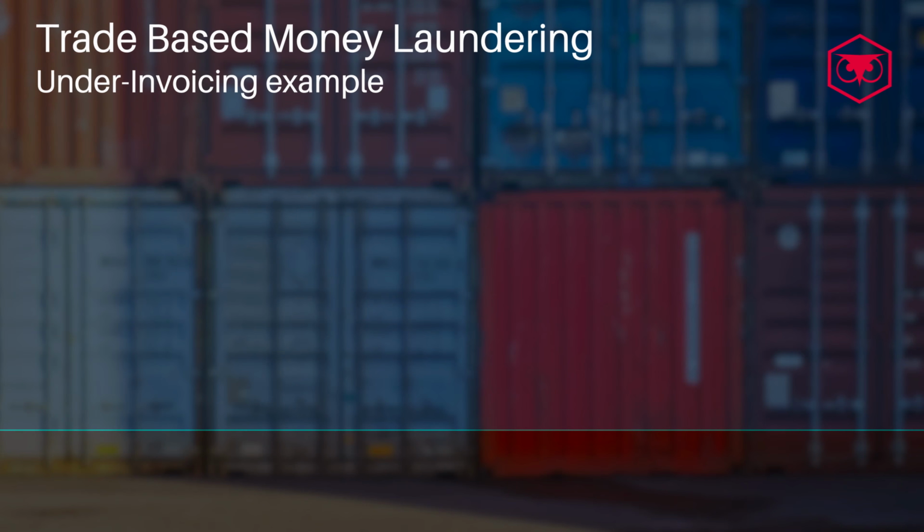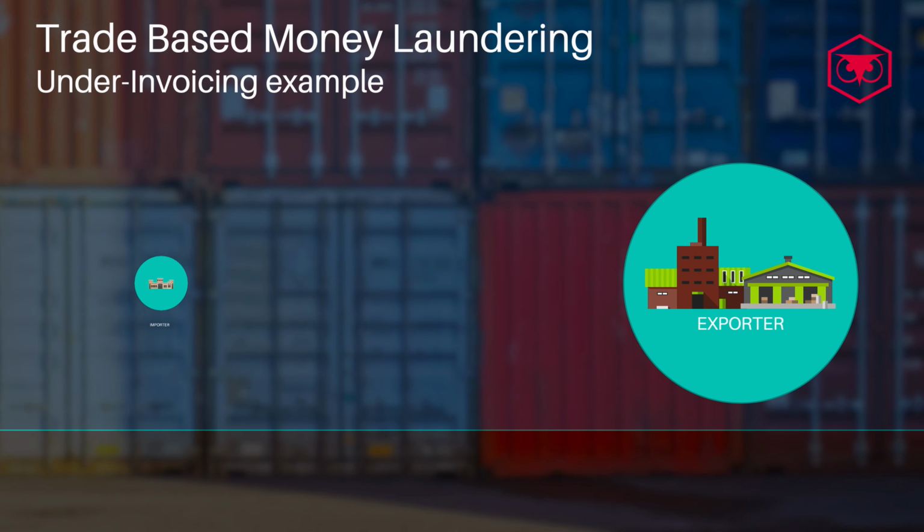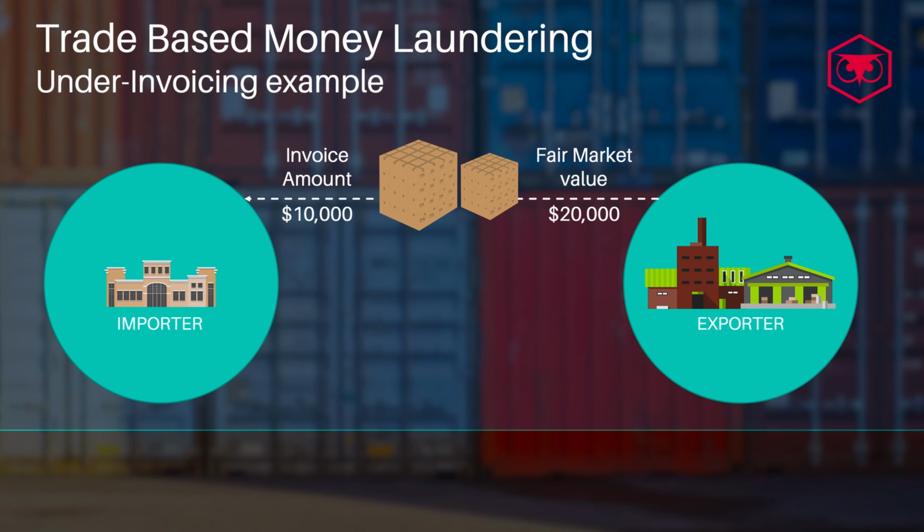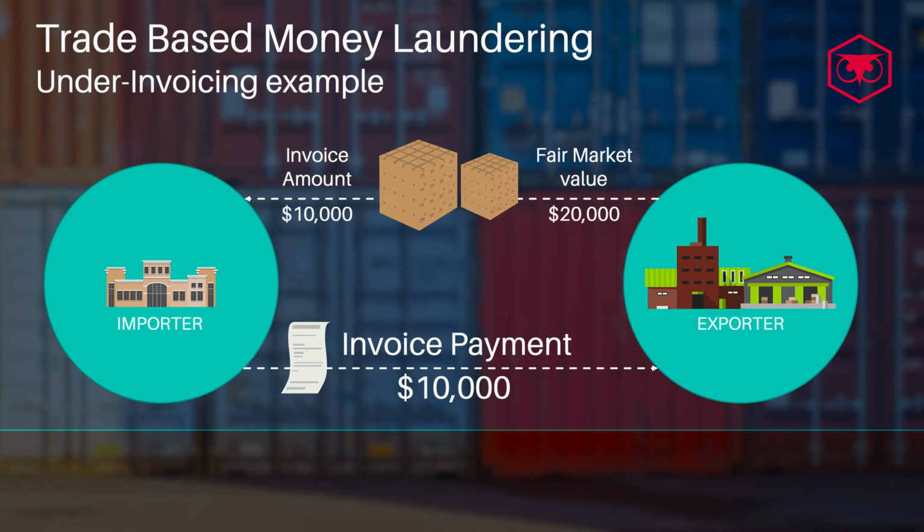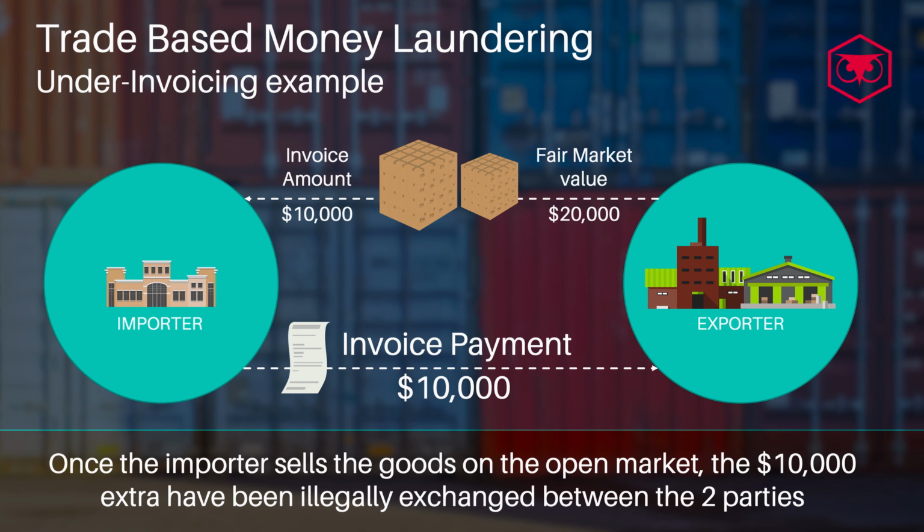So you can see we have an importer and an exporter as part of this picture. The importer is buying items from the exporter, which on the fair market value the cost would be $20,000, but instead the exporter is invoicing the importer for only $10,000. So once the importer will sell the goods on the open market, there will be a difference of $10,000, and therefore once the goods are sold, the $10,000 extra have been illegally exchanged between the two parties.